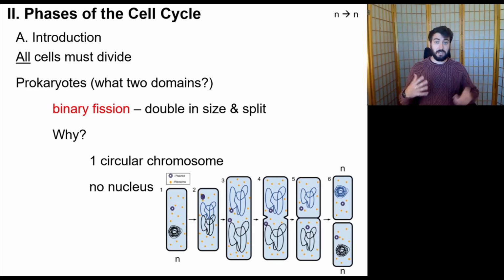So, interesting point. If they only have one circular chromosome, what does that mean for their ploidy? Any guesses? Right, they're haploid, okay? So they only have one copy, it's one circular chromosome, most of them are haploid. So at the end of binary fission, a prokaryotic cell goes from haploid to haploid, or n to n. Straightforward.